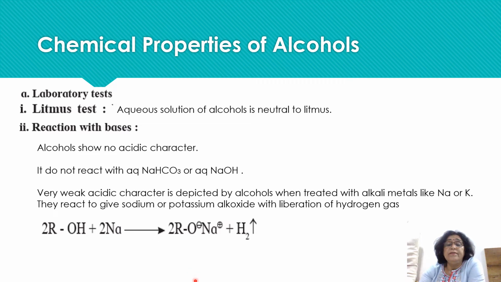So basically effervescence takes place and the hydrogen gas is liberated. With this liberation of hydrogen gas, you come to know that it is very slightly acidic in nature. If it had been strongly acidic in nature, then it would have given the reaction with sodium bicarbonate and aqueous NaOH. But here they did not react with these two. But of course, when you put sodium metal in it, effervescence takes place and hydrogen gas is released. So this shows the acidic nature of the alcohols.